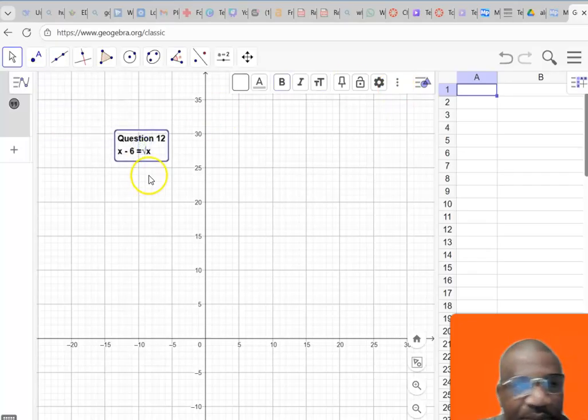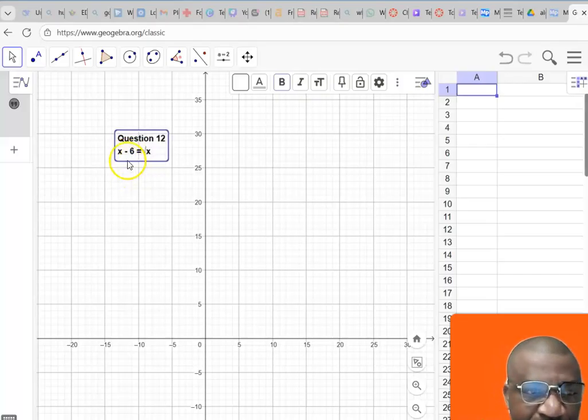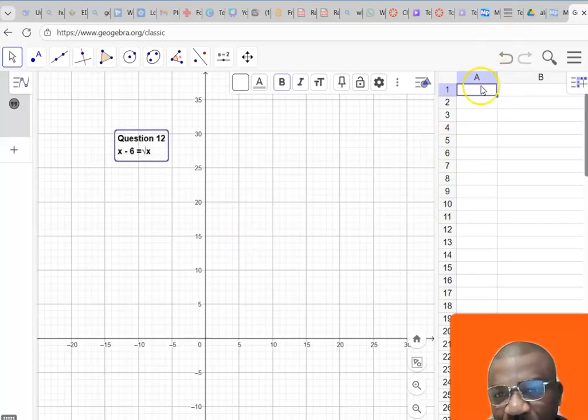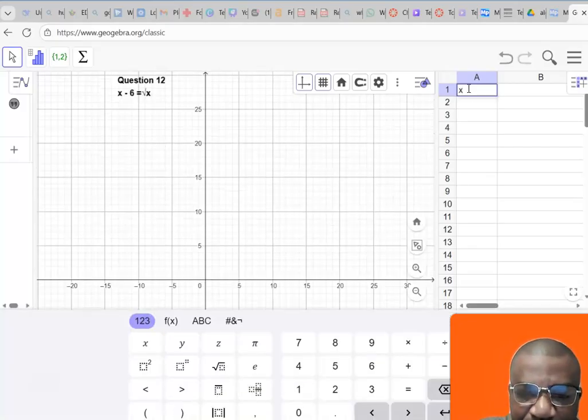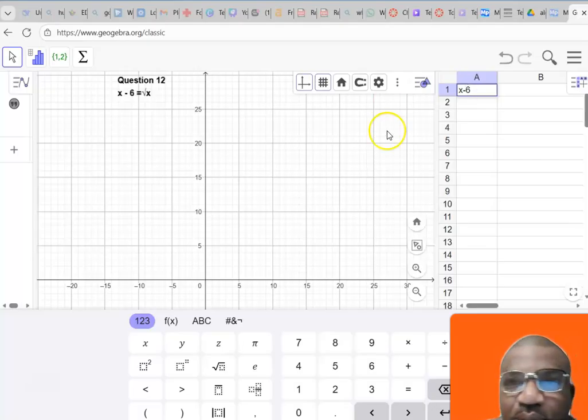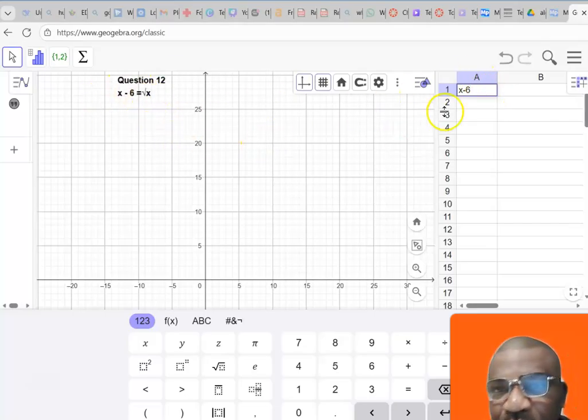And this is the question. It's not a word problem. It's x minus 6 equals the square root of x. And to solve that, we have to use these 2 columns here. In the first column, column A, I will type in x minus 6. This line will serve as our equal sign.